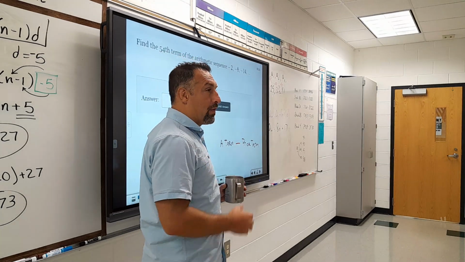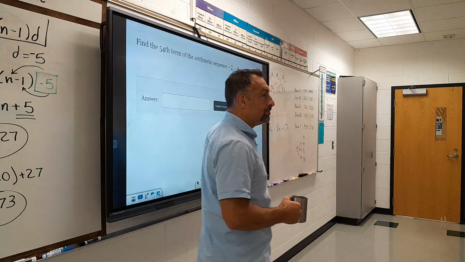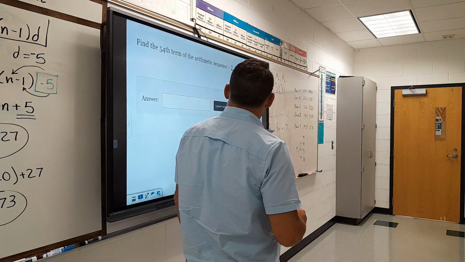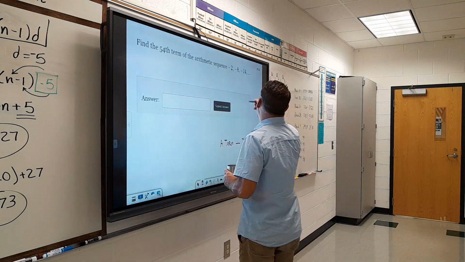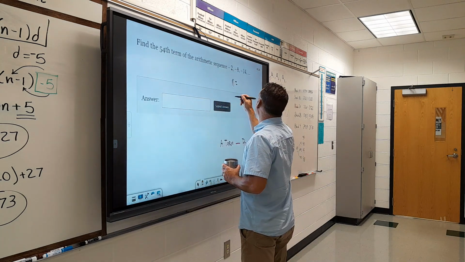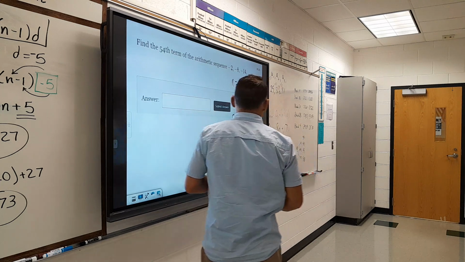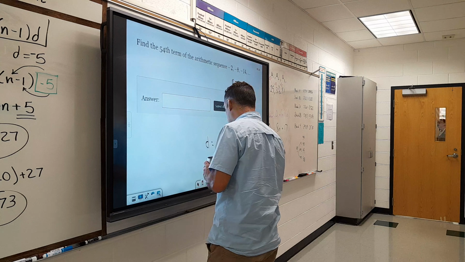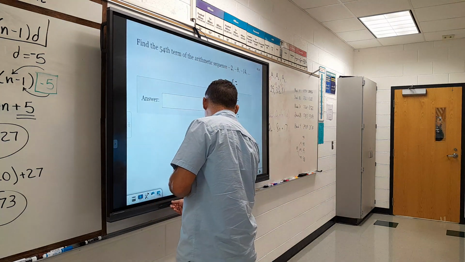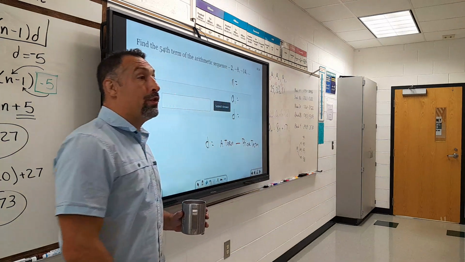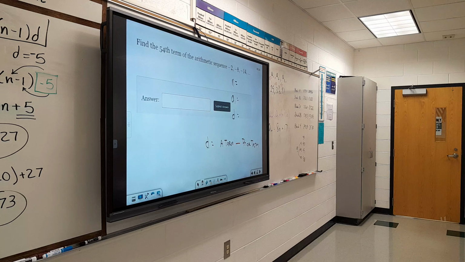The first thing we learned Friday was finding a specific term in a sequence. We need to figure three things. We need to find the n value. We need to find the first term. And we need to find the common difference. Alright, take a moment to see if you can find the n value, the first term, and the common difference. This is review from Friday.